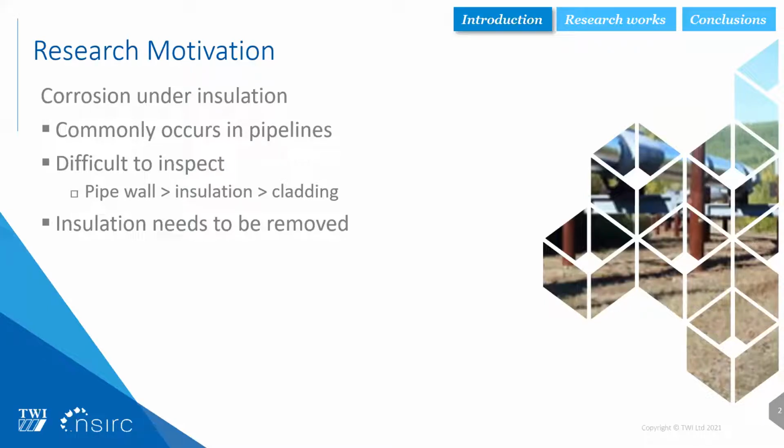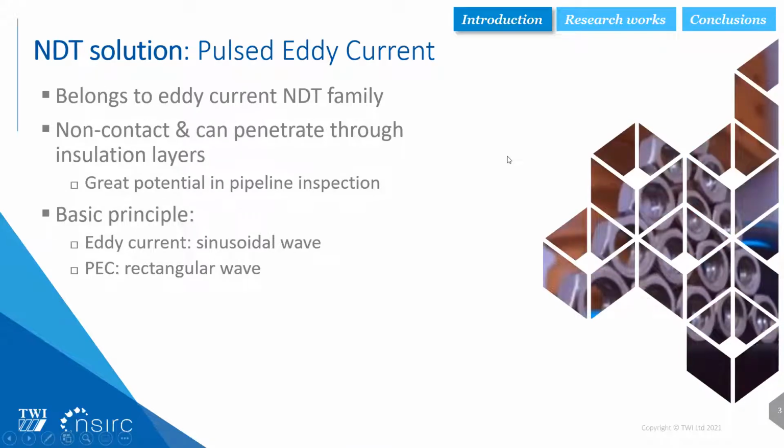It is a very common occurrence in pipelines, and this type of corrosion, or CUI, is very difficult to inspect due to the multi-structured layers of the pipelines, where we have a pipe wall being wrapped with a layer of insulation and also cladding as well. And the conventional NDT methods such as UT or eddy current testing need the insulation to be removed. And our NDT solution for this is by using a technology called Pulsed Eddy Current.